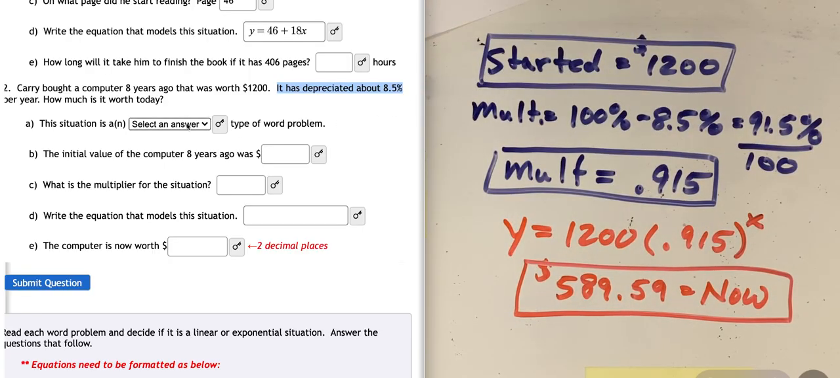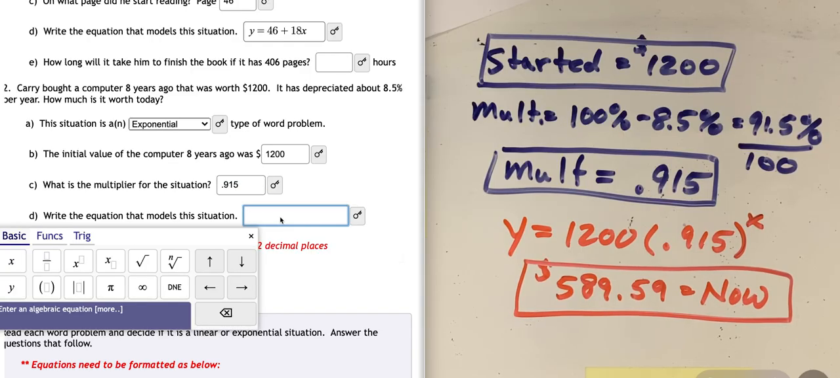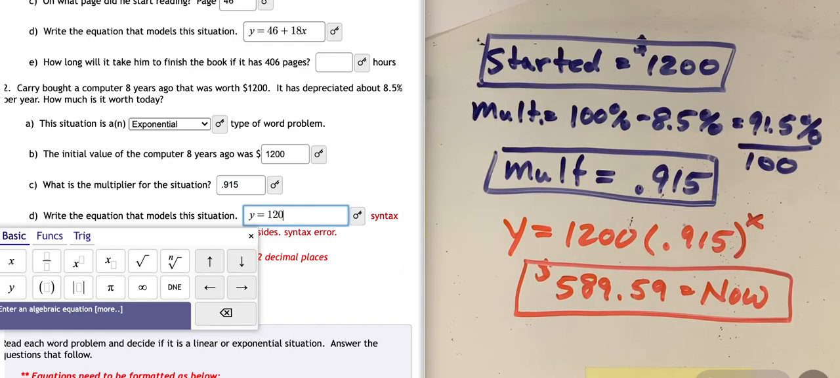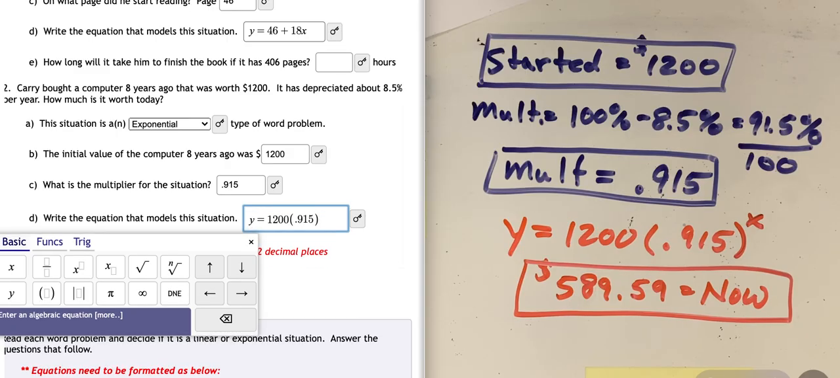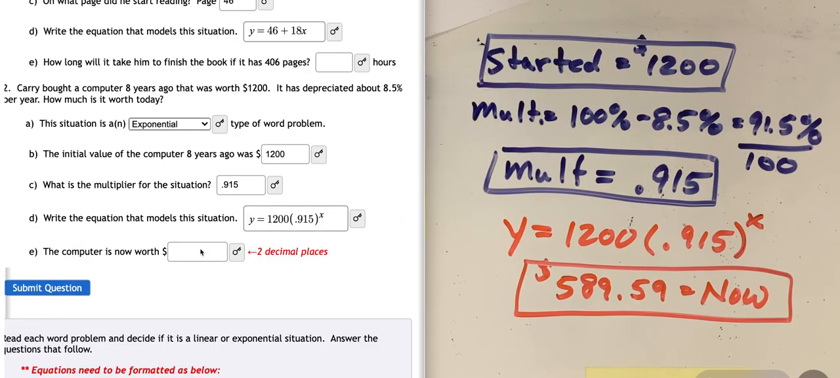Then I'll put that information in here to show you how to fill this in. You have an exponential equation because it went by a percentage. We had 8 years ago, it started at $1,200. And then we also had a multiplier for the situation that was 0.915. And then we also had the equation, y equals, started at 1,200 and multiplied by 0.915 to the power of x. Shift 6 and then go x like this. And then the last thing was how much it was worth 8 years later. The thing was worth $589.59. Make sure that in your homework problems, when they talk about money, you go to the nearest penny.